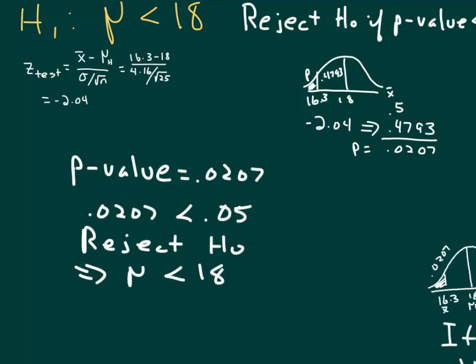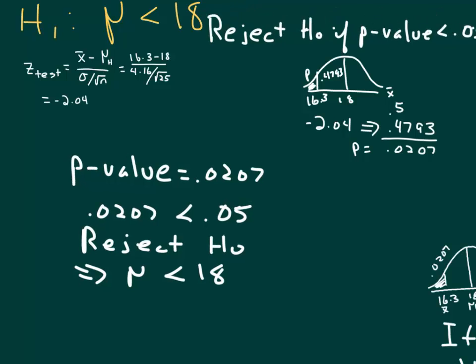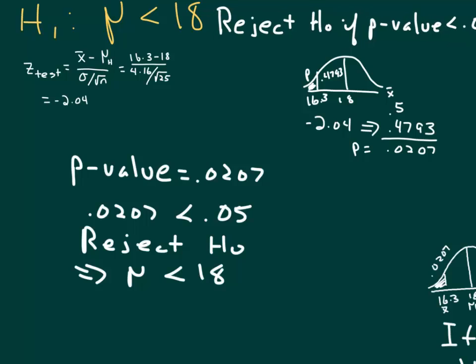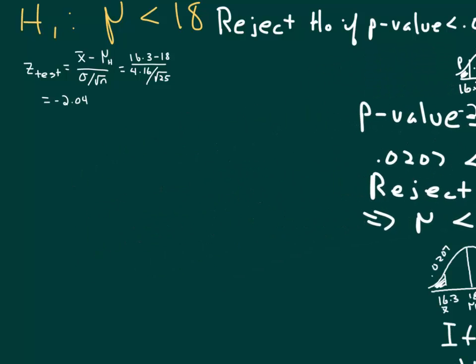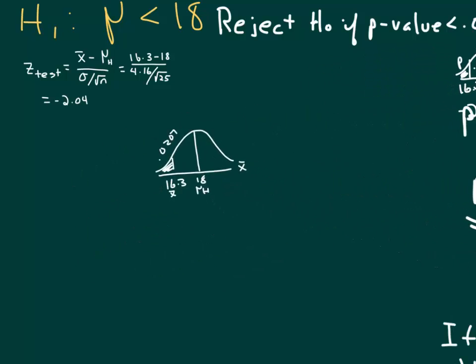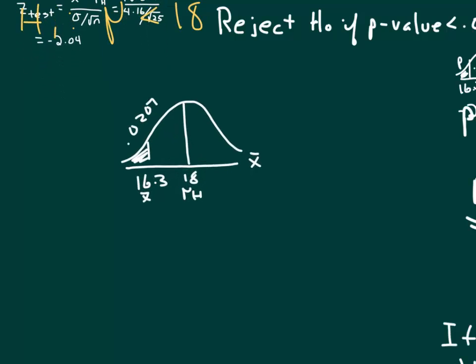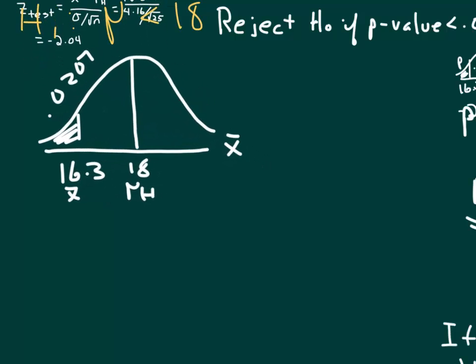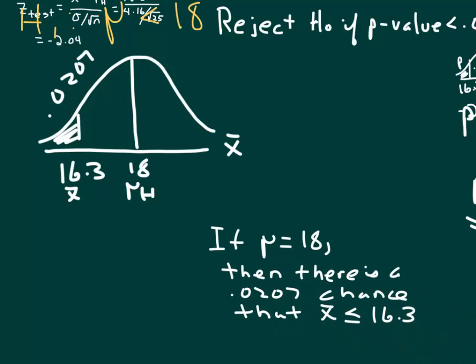Which is less than 0.05. We said we would reject if it was. So we do reject H0 and conclude that the population mean is less than 18, that we're confident that the population mean is less than 18. It's just sort of a redrawing of the thing, intended to be a little bit simpler.